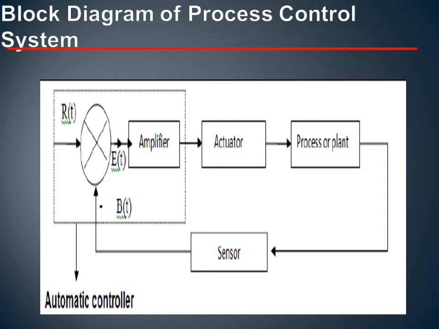Error detector is used to compare the sensor output and reference input, where the reference input is also called as set point. Then next is amplifier. The amplifier amplifies the signal, and since the error has less magnitude, it is amplified by the amplifier and given to the actuator, which gives the signal necessary to drive the process or plant.